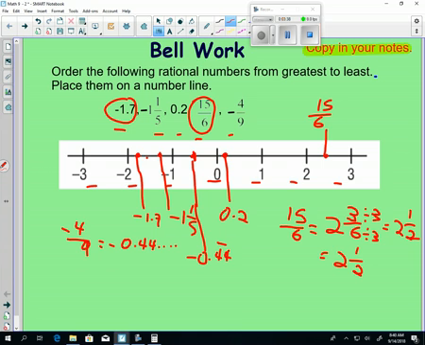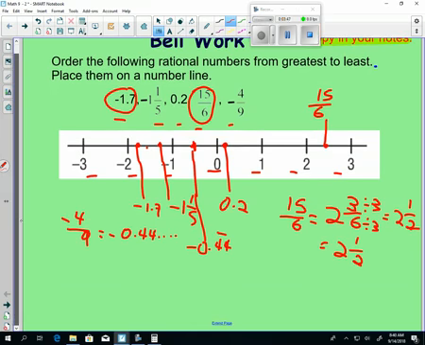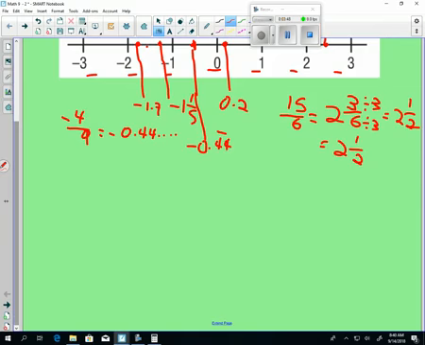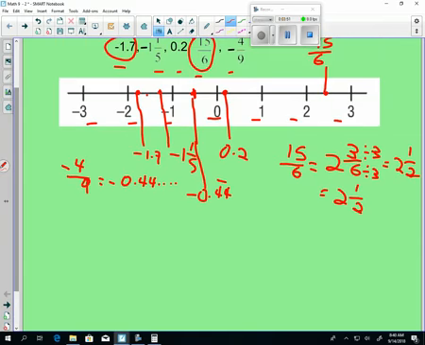So now, which is the biggest? You can see now that 15 over 6 is the biggest, so we have to order from largest to smallest. I'm just going to put it up. We look at the highest number there, 15 over 6. That's the biggest, the greatest. The next one, we come down here, and it is 0.2. We go to the next one. We did this one, we did this one. The next one is minus 0.44. Remember, we took that from minus 4/9.